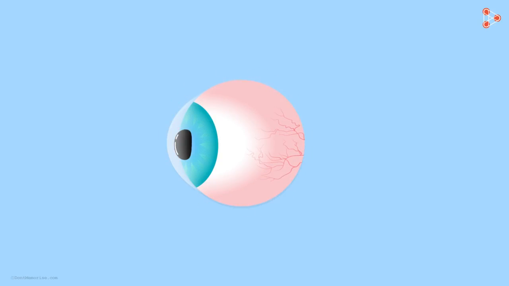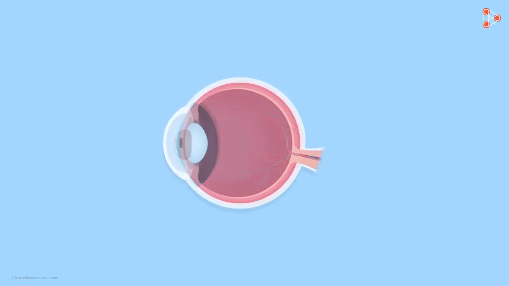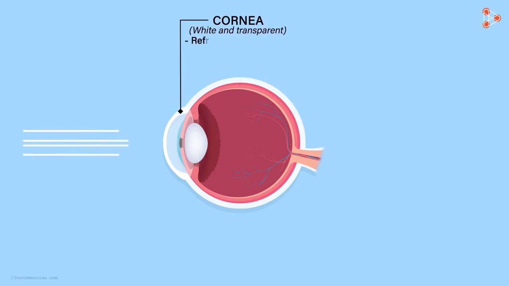The human eye is roughly spherical in shape. What we're going to do in this video is understand the different parts of the eye in short, not in extreme detail. Let's begin. The outer layer of the eye is called the cornea. It's white in color and transparent. Transparent? Yes, it means that it allows light to pass through it. In fact, the cornea refracts or bends the light passing through it.